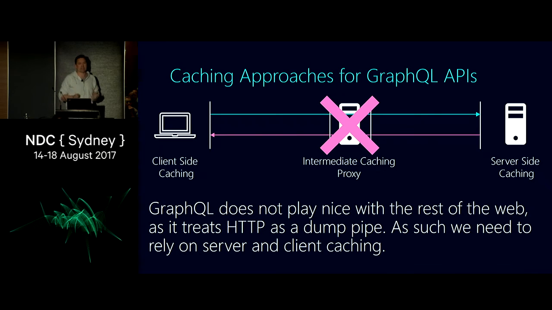GraphQL doesn't play nice with the web. And if you're Facebook, that's fine. You can build custom caching layers if you've got endless resources. At Bankwest, we don't. We really wish that they actually used HTTP more effectively. And I really hope that this is something that will change in the GraphQL community moving forward. But right now, it treats it as a dumb pipe. So if you're looking at caching, you are looking at what can happen on the server side, and in turn, what can happen on the client side.